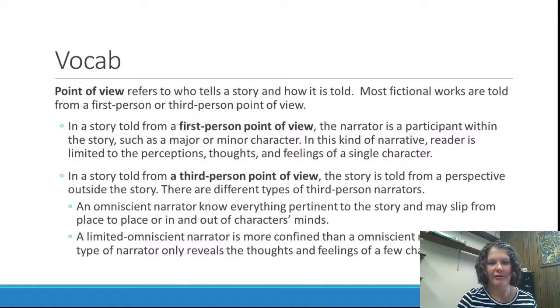A limited omniscient narrator is more confined than an omniscient narrator, hence the word limited. This type of narrator is still outside the story and still probably has access to information that other characters don't know. However, this kind of narrator usually confines themselves to the mind and the experiences of one or maybe two characters. So instead of reporting what everybody thinks and feels, this kind of narrator usually focuses on just the experiences of one character.